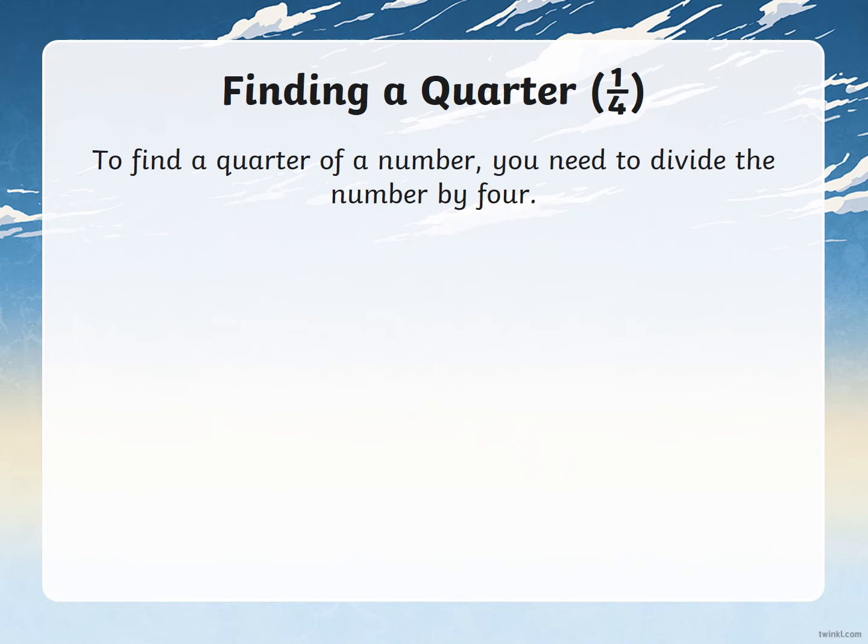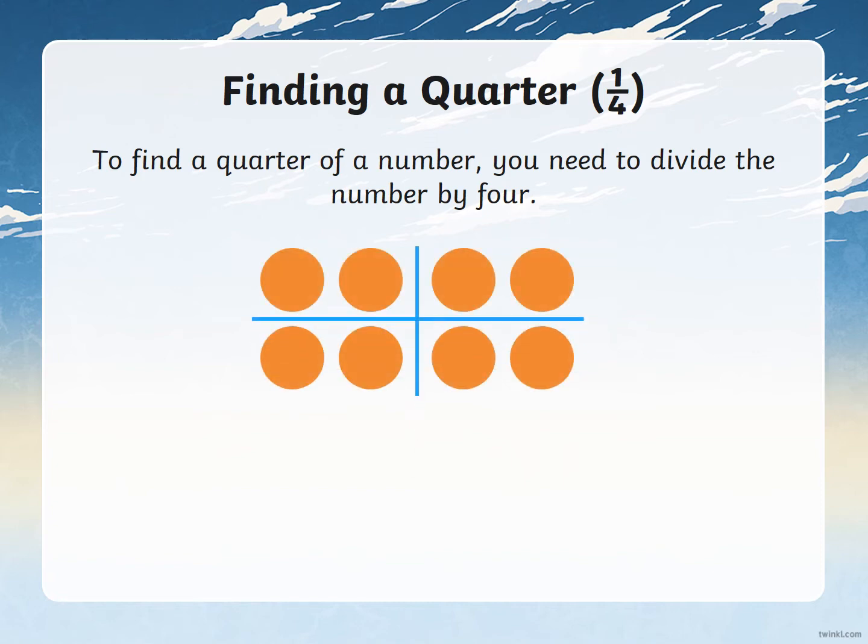Now we're going to look at finding a quarter. So remember, when we find a quarter, you need to divide the number by 4. So 8 divided by 4 equals 2. So a quarter of 8 is 2.